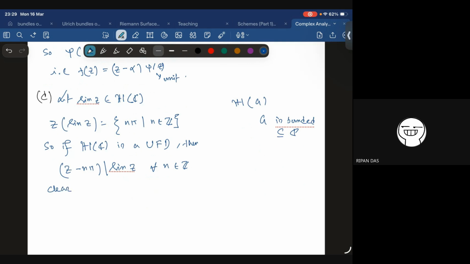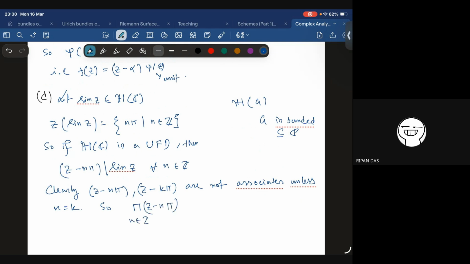Since clearly z minus n pi, z minus k pi are not associates unless n equal to k. So we get an abstract expression, to be honest, dividing sin z.